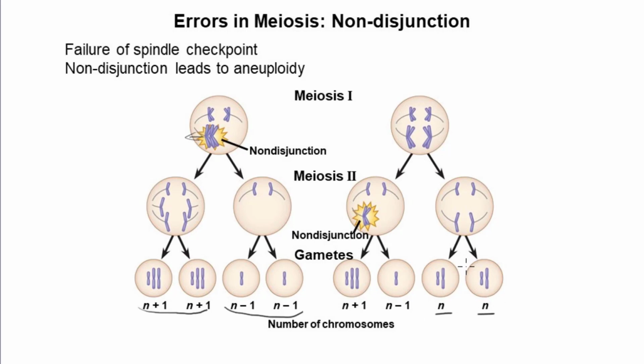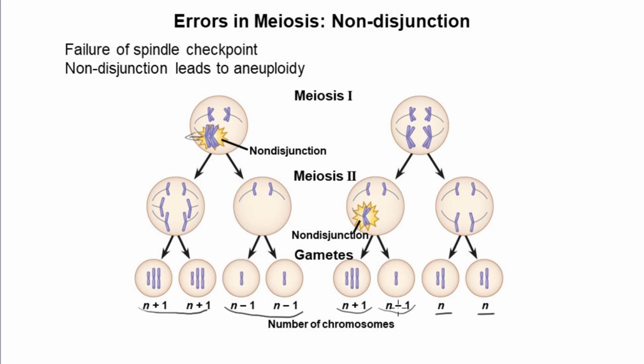They have one of each type of chromosome as they should. But let's say that this cell on the left has a failure to segregate one of its chromosome sets correctly, and so these two sister chromatids, instead of being separated in meiosis 2, both end up going to the same pole due to a failure of the spindle checkpoint. Both of these gametes would be abnormal, one N+1 and one N-1.